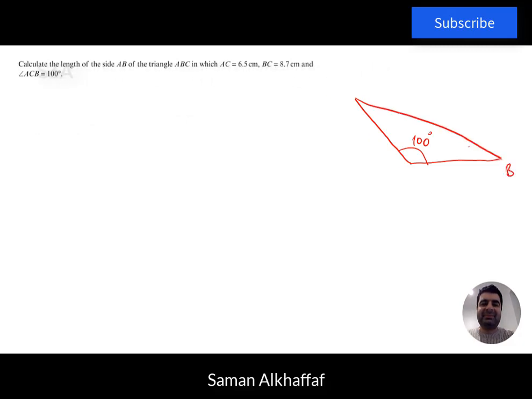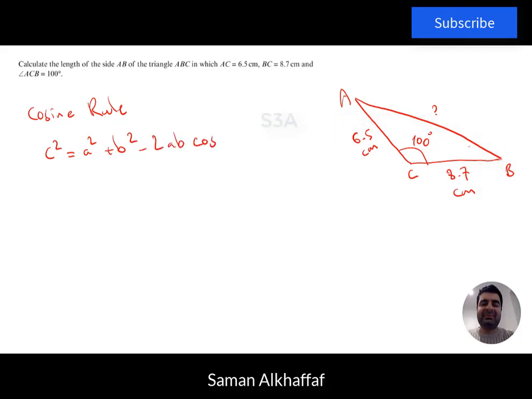Now we're given AC to be 6.5 centimeters, and we have BC to be 8.7 centimeters. Since we are working with a non-right angled triangle, we can use the cosine rule to help us find our side. So we can use c squared equals a squared plus b squared minus 2ab cosine C.